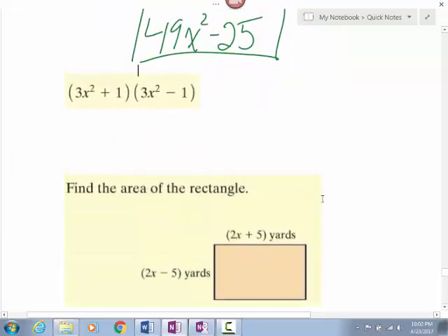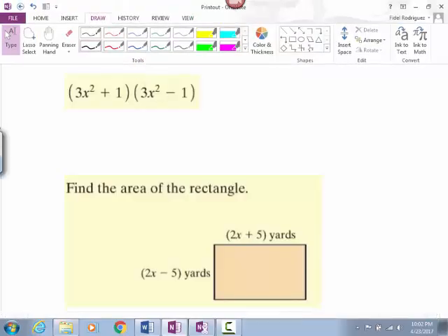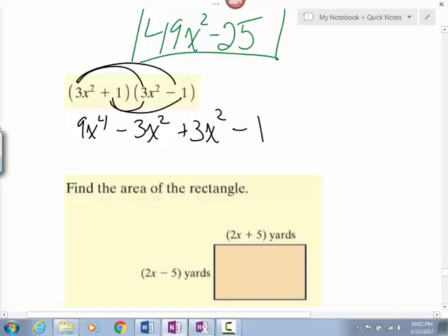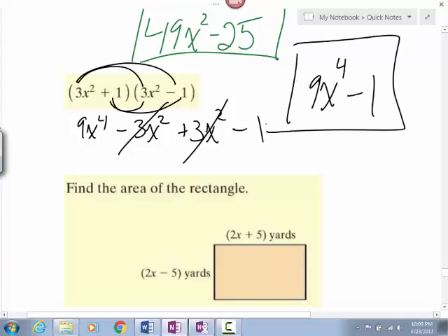Okay? And so let's do these last two problems here. Again, we'll go through slowly just to make sure that everything is coming out okay. So we'll distribute those together. That should give us a 9x to the fourth. 3x squared times a negative 1 is a negative 3x squared. 1 times 3x squared is a positive 3x squared. And 1 times negative 1, still negative 1. Again, these two terms here will cancel out. And so our final answer is 9x to the fourth minus 1.